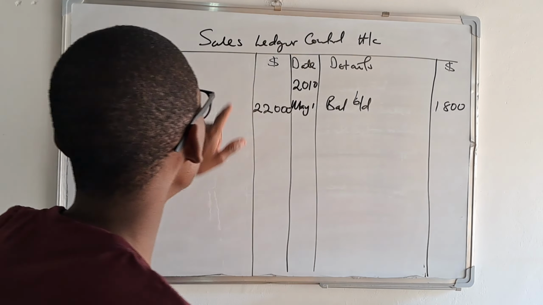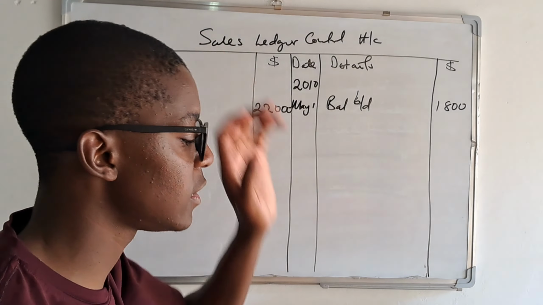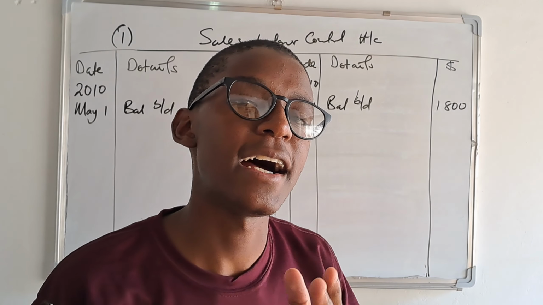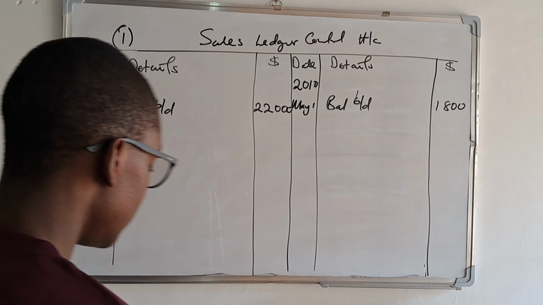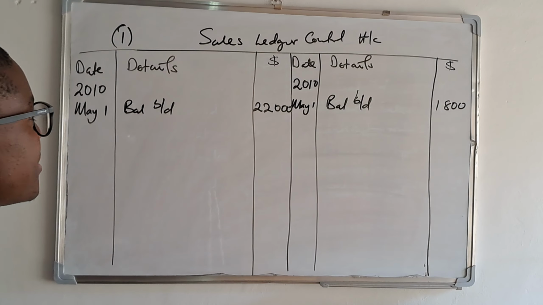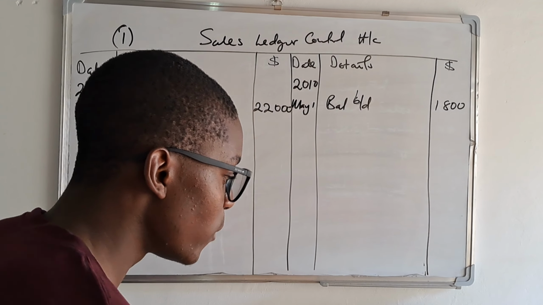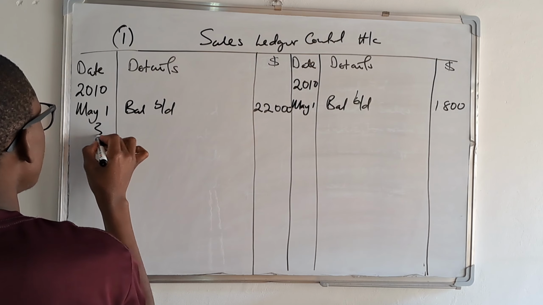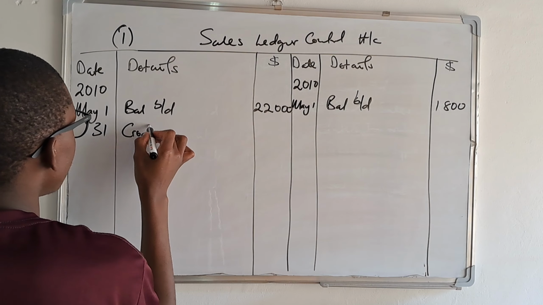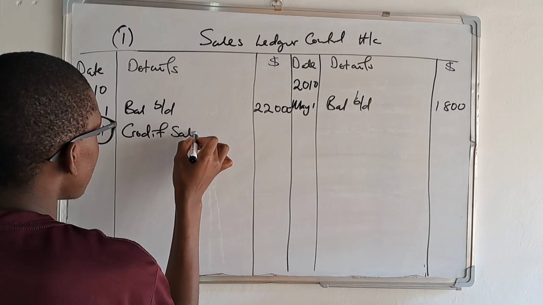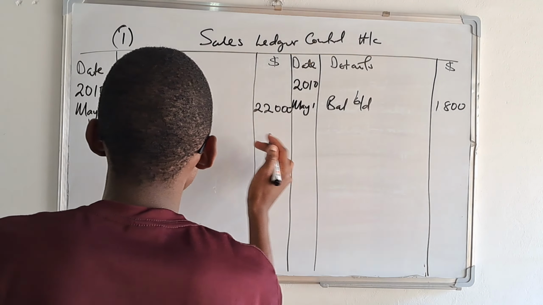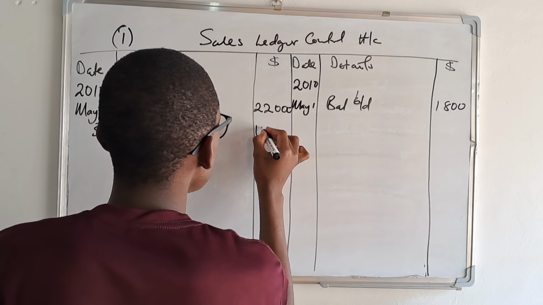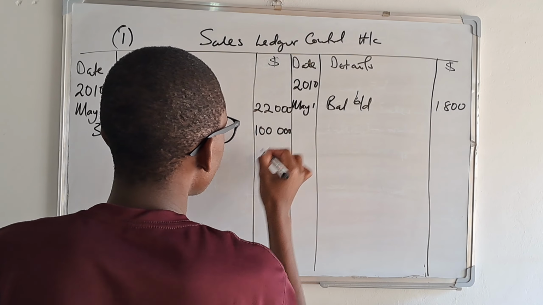Then you are given that you should ignore the credit balance in the purchases ledger and the credit purchases. Why? Because we are dealing with the sales ledger control account. We are not dealing with any of the purchases ledger account. Then we move on to the credit purchases. We ignore because we are dealing with the sales ledger control account. We move on to the credit sales. Credit sales is recorded in the sales ledger control account. It is May 31. We have credit sales. In terms of credit sales, we record how much was credit sales. Credit sales was 100,000, right?